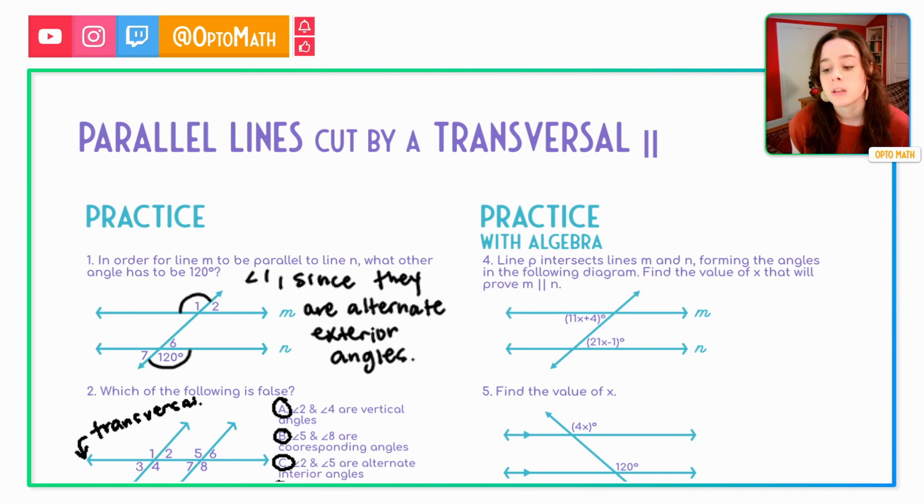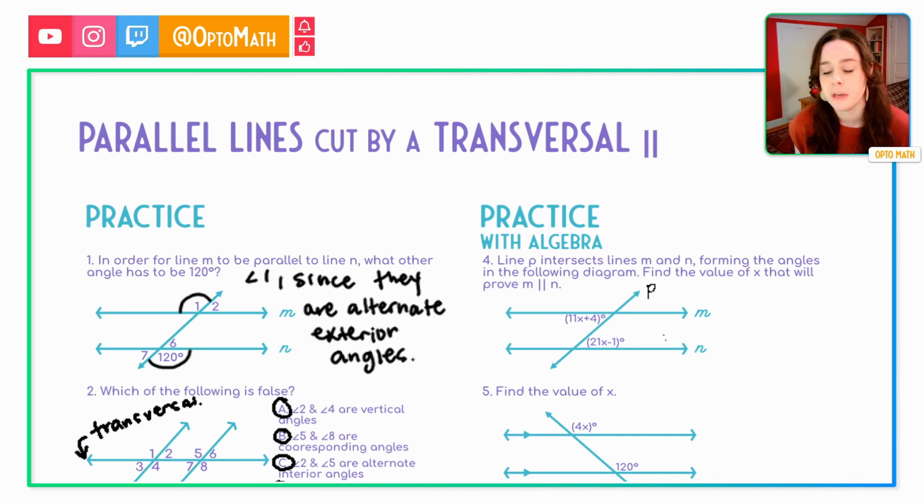Number 4. Line P intersects lines M and N, forming the angles in the following diagram. Find the value of x that will prove M parallel to N. Notice how I read that, M parallel to N. These two vertical lines mean parallel, just like in our title here. It says line P is what intersects those lines, so this must be line P, even though it's not labeled, we can label it. And we want to prove M and N are parallel by finding that x value.